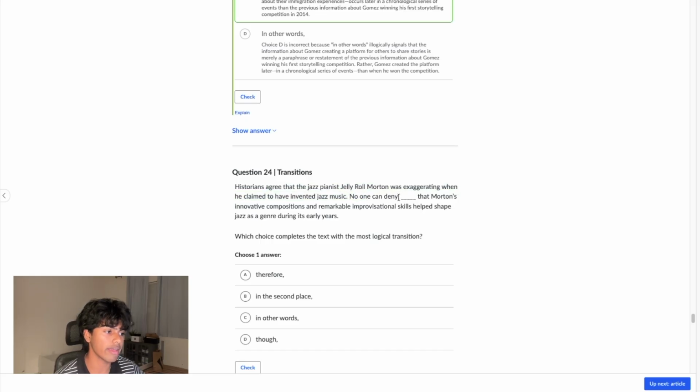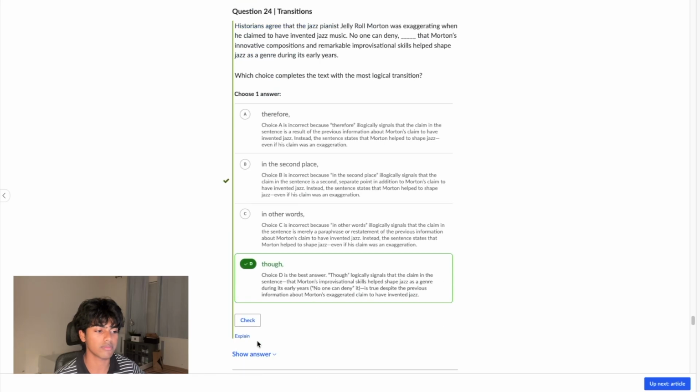No one can deny, however, contrast. So these are not contrast words, but this one is. However, though, contrast words. Okay.